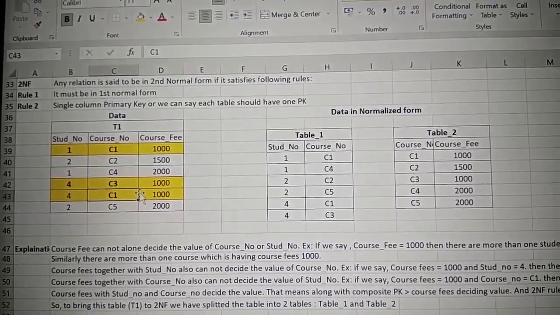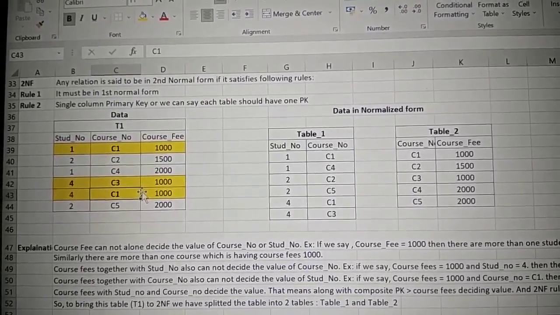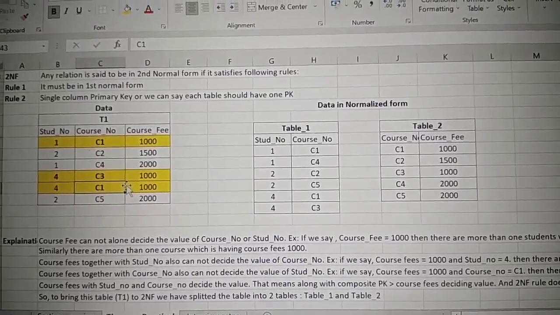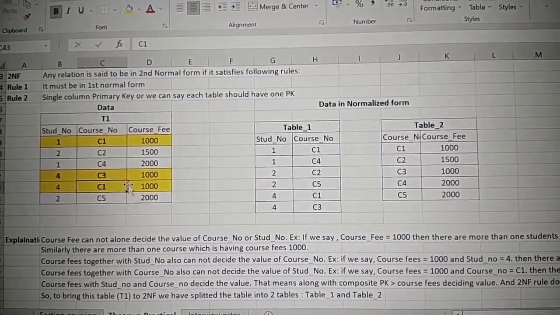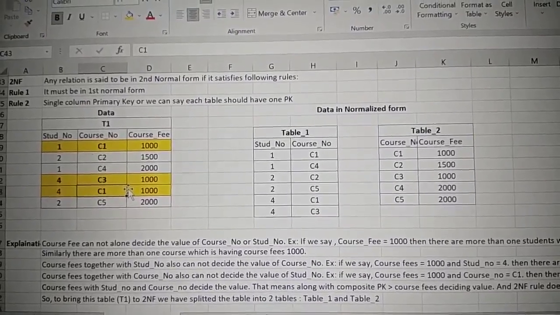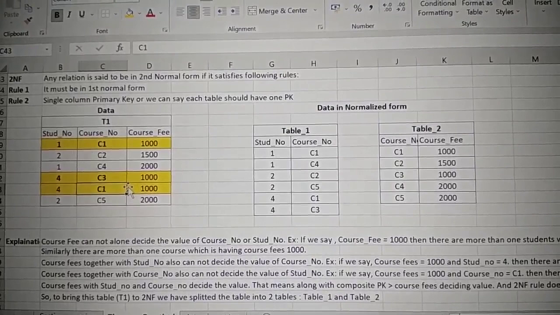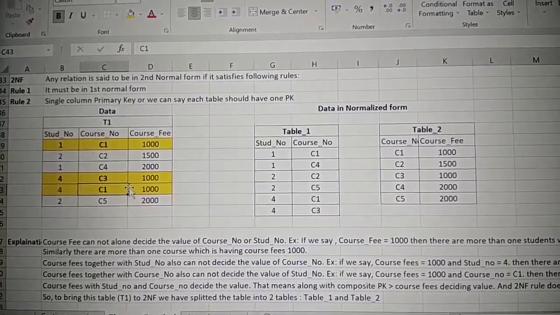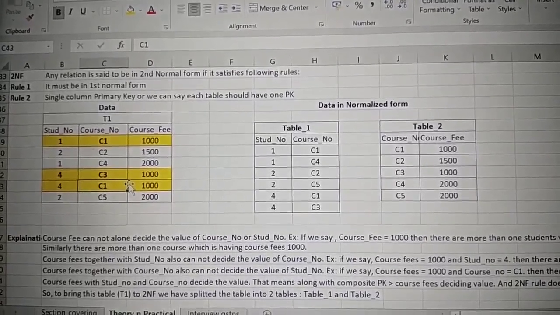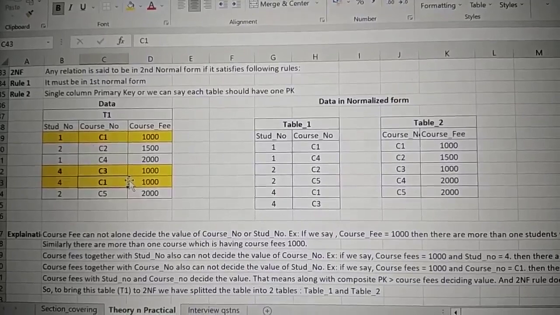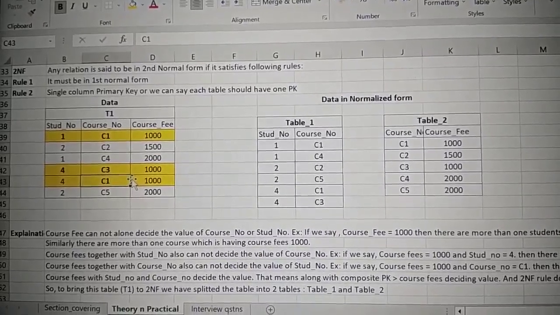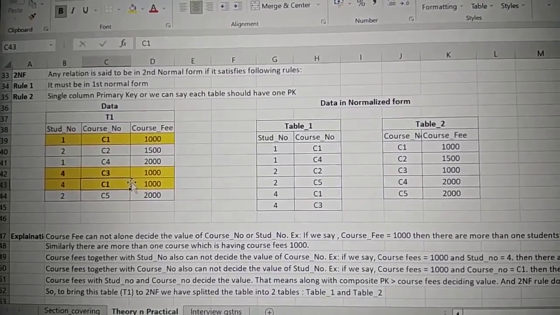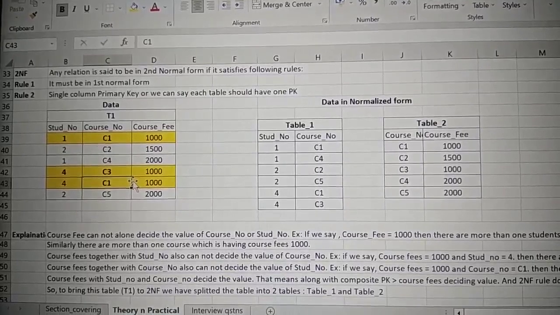T1 has student number, course number and course fee, and we have table 1 and table 2, which are in the normalized form. Now let's move to the explanation. Course fee alone cannot decide the value of course number or student number. For example, if we say course fee 1000, it doesn't decide the value of student number and course number, because 1000 is associated with more than one student number, student number 1 and student number 4. There is also more than one course number with 1000 fees, C1 and C3. So course fee alone cannot decide the value of student number or course number.